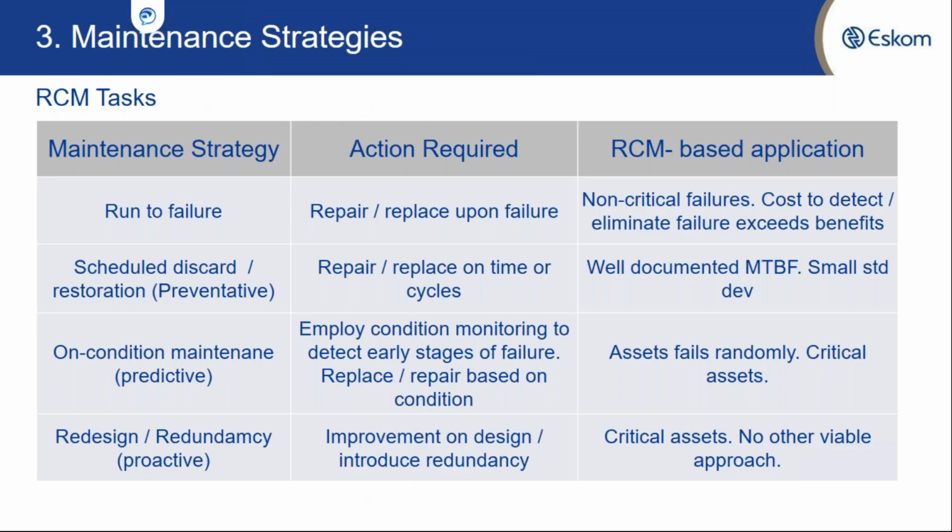Again, while we are still on RCM, the intention here is to link up the various maintenance strategy recommendations with the action required. For example, on the left of this table, we can see the various maintenance strategies, for example, run to failure. If you have a run to failure approach recommended by the RCM, what you need to do is to either repair or replace upon failure.